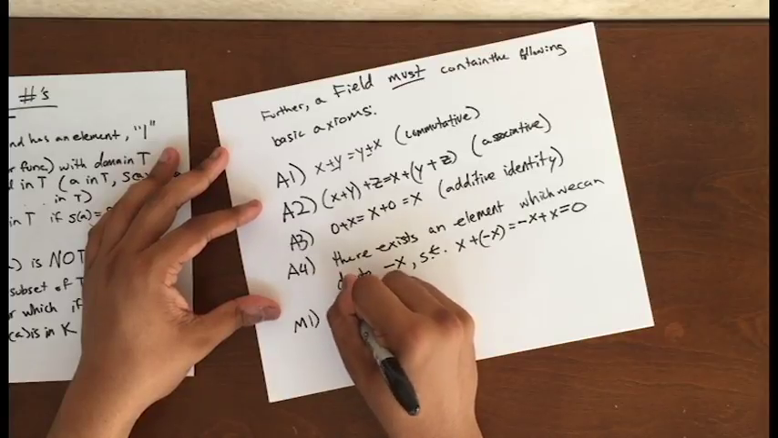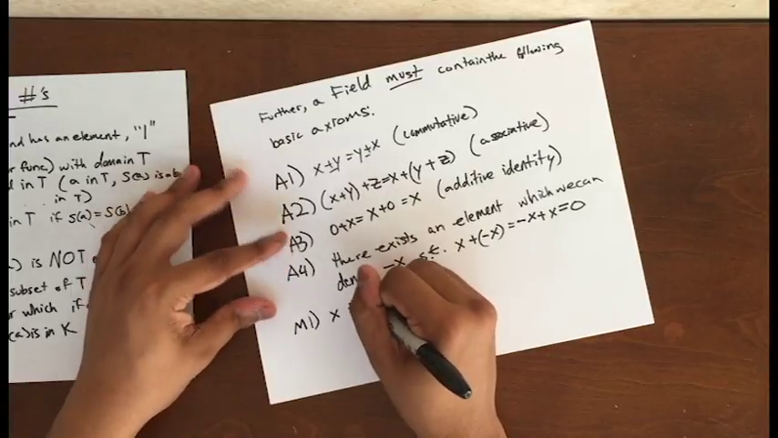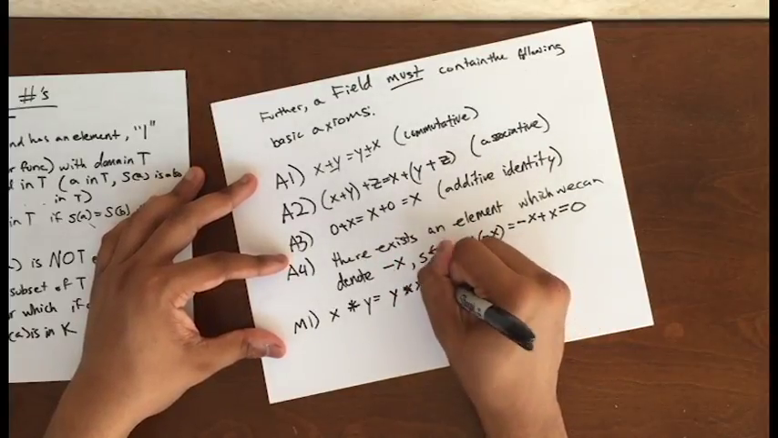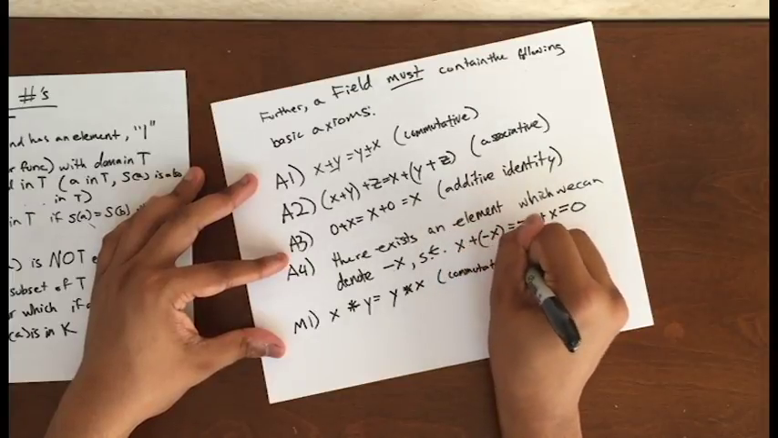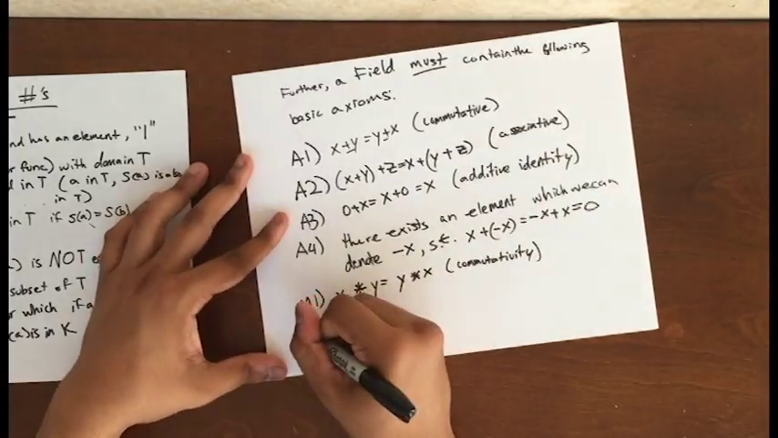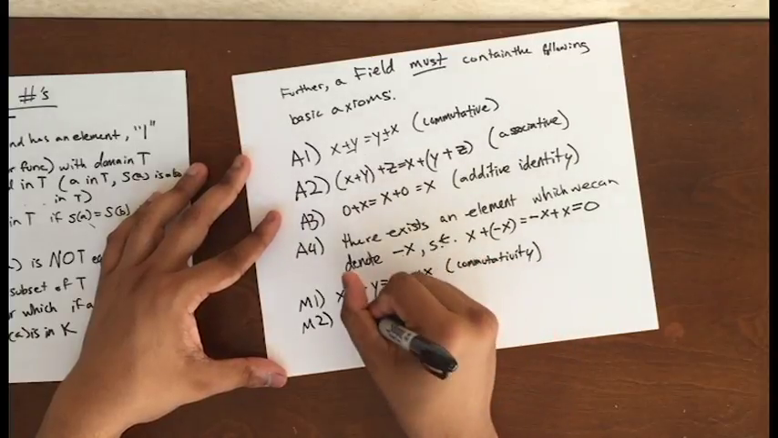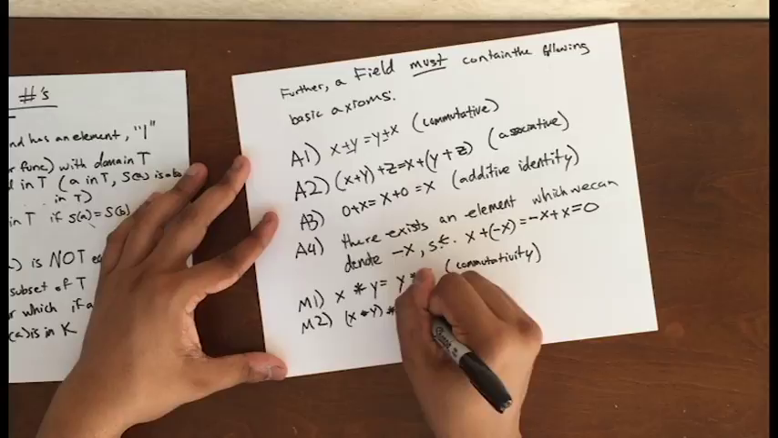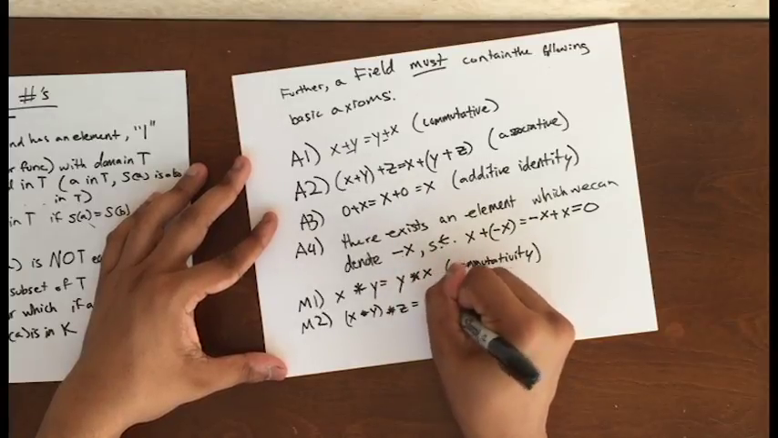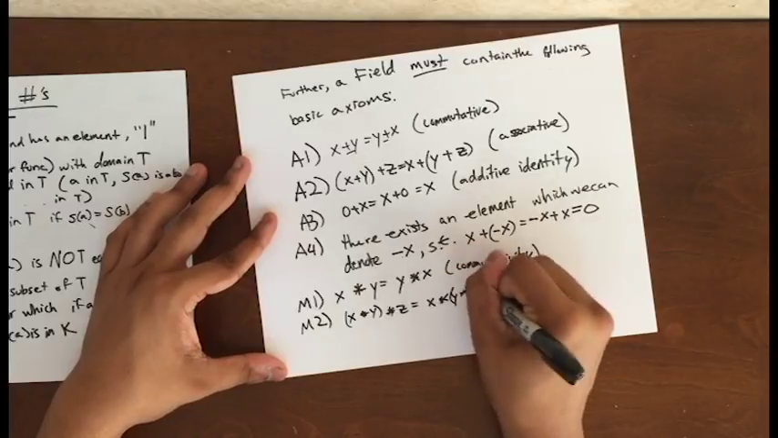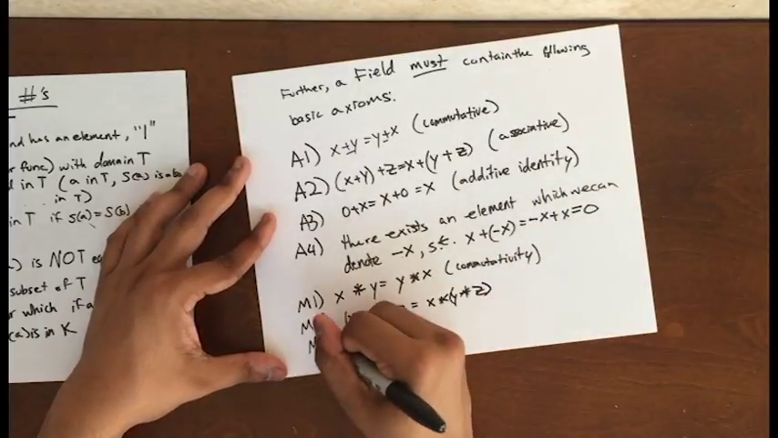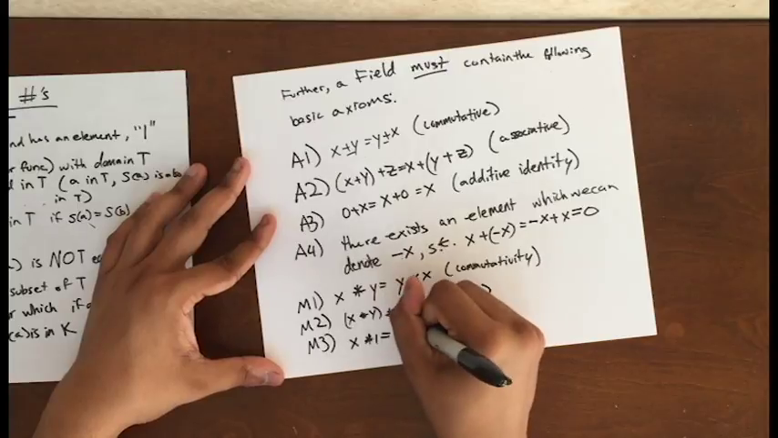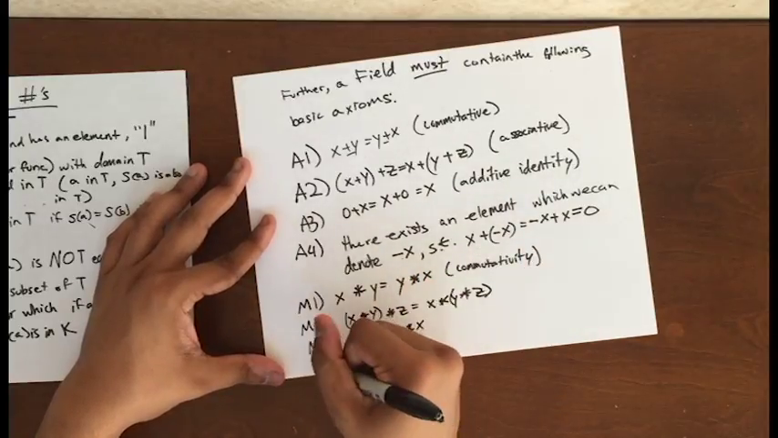M1, so that's x. Don't want to get confused between the x and the multiply sign, so I'll do that. Times y is equal to y times x. And this is the commutativity property of multiplication. Then furthermore, M2, we're going to have a similar associativity with x times y times z is equal to x times y times z, grouped differently. Okay, and then we're going to have our identity, of course, which is number 1. It's equal to 1 times x. So that's our identity for multiplication.